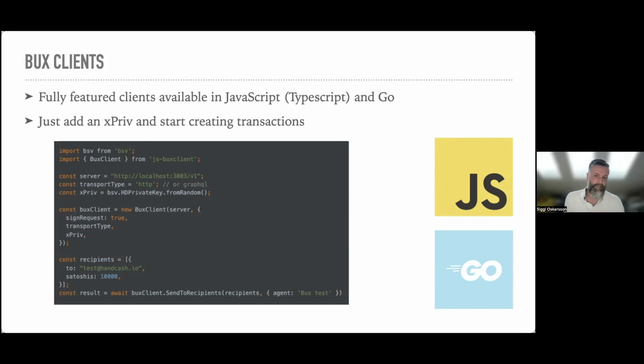But just to give you an idea of how easy it is. If you look at this, most of the code that you're seeing here is just setup, and the last 5 lines is actually making a transaction. This is all you need to make a transaction in your wallet with the BUX server. So you do BUX client send to recipients, give them recipients, and you go. It's very, very, very easy.